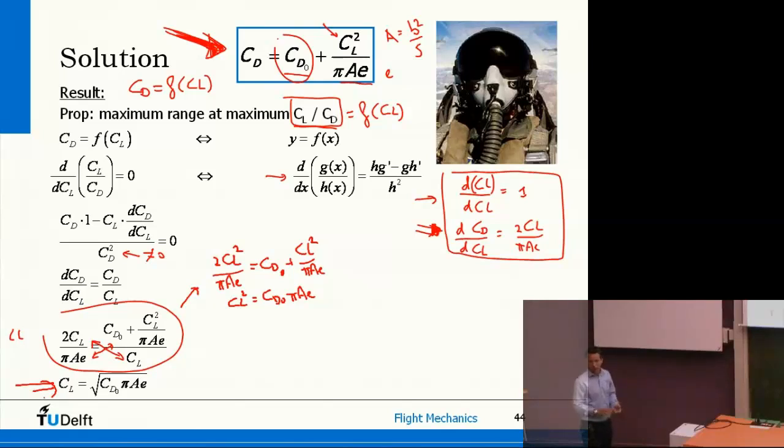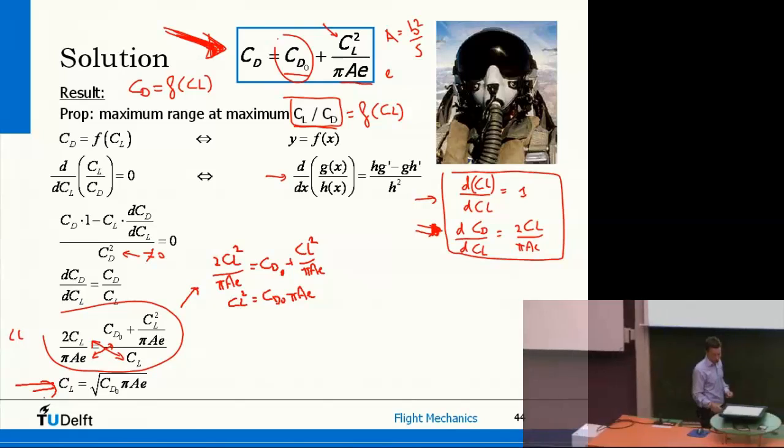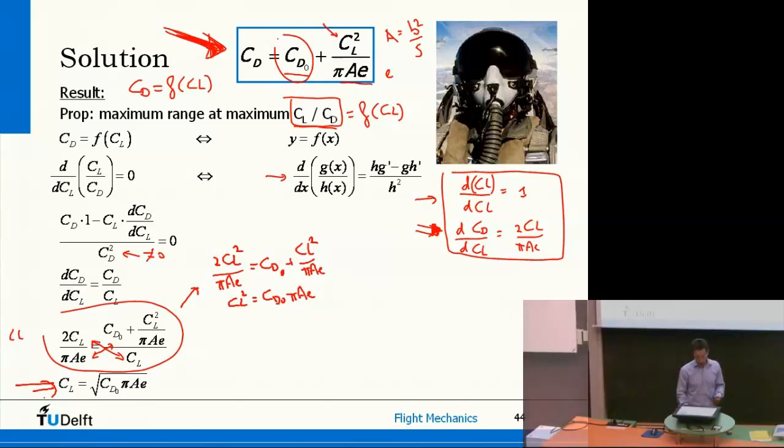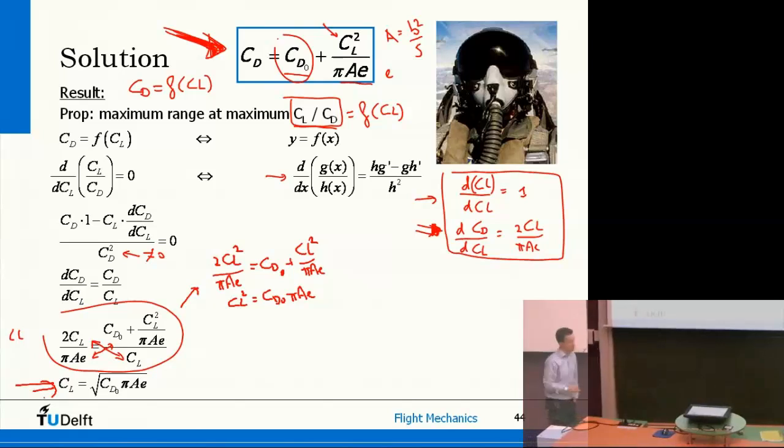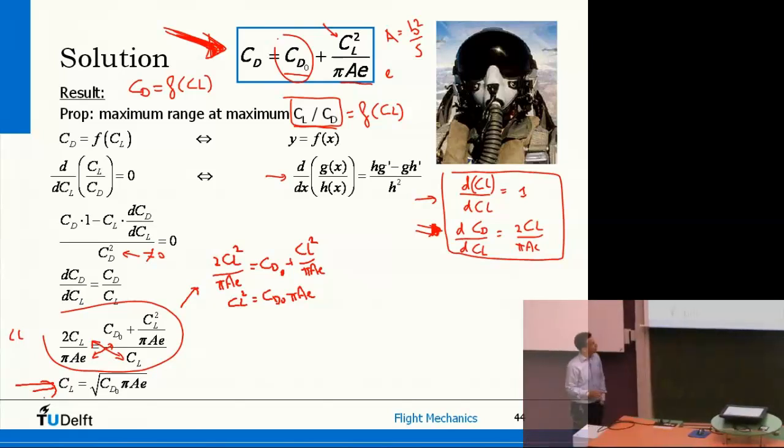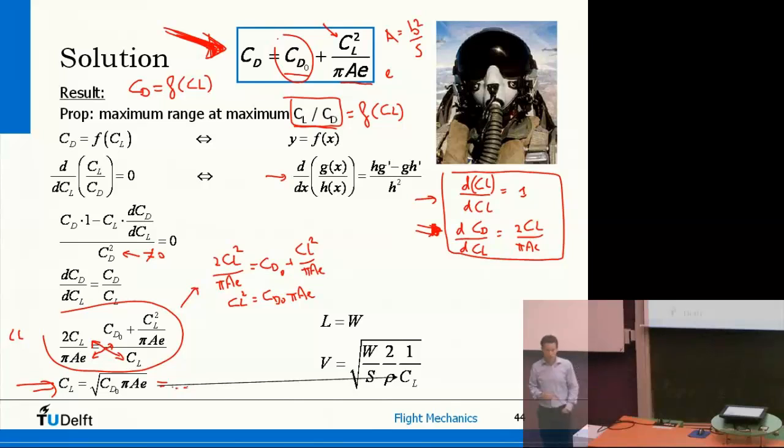They're a given value for a given aircraft. So this CL value is simply a given value. It's a number for a given aircraft. And if you know the CL value, so this is some value, then from lift is equal to weight, you can calculate the airspeed by simply putting CL in the equation. So it's not very difficult, but it is quite a derivation.